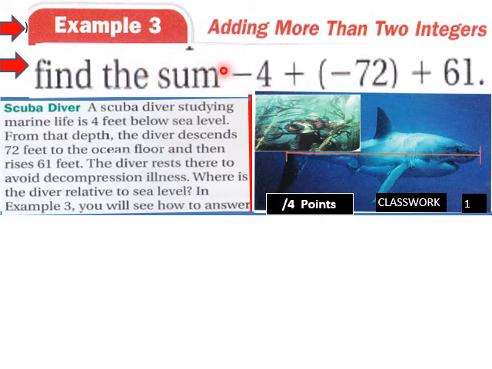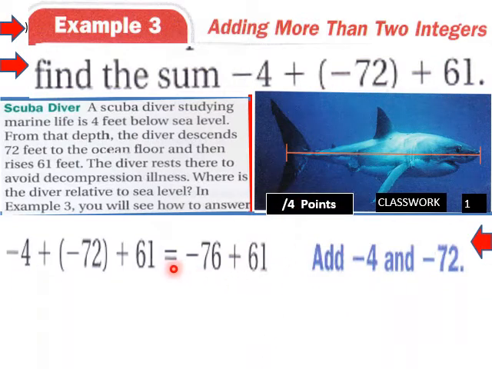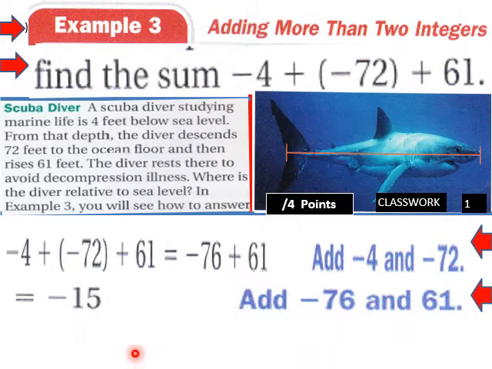So basically, here's your setup. Here is the expression that describes the diver's activity. -4, started at -4, went down to -72, then back up to 61. So this expression describes the diver's activity: -4 plus -72 plus 61. So we can combine these two here, -4 and -72. We add these and they become -76. And then -76 and 61 would be -15.